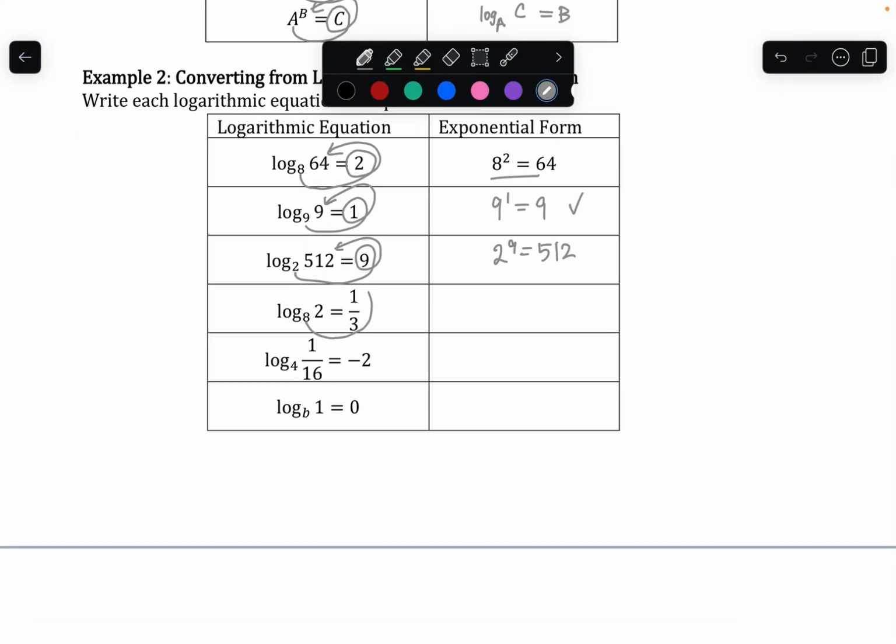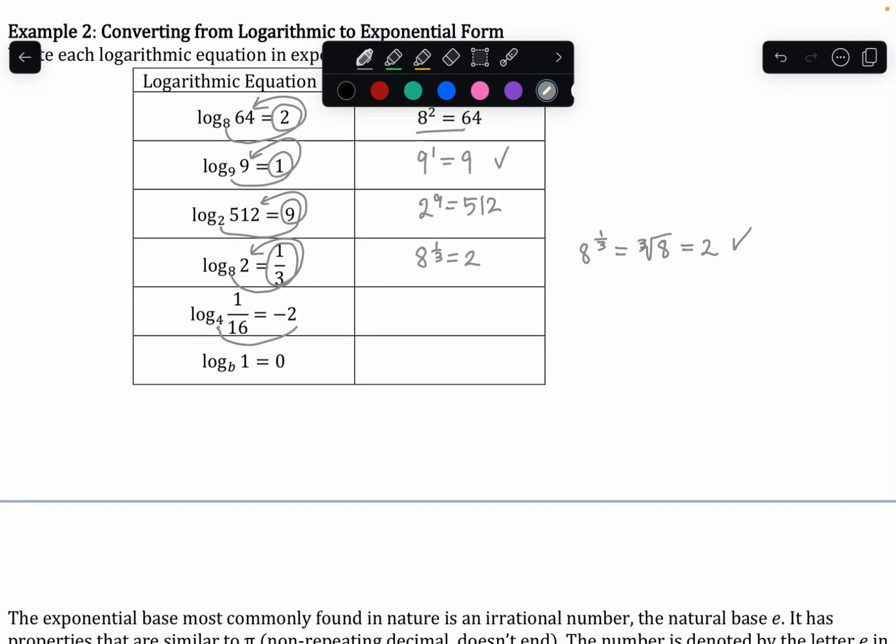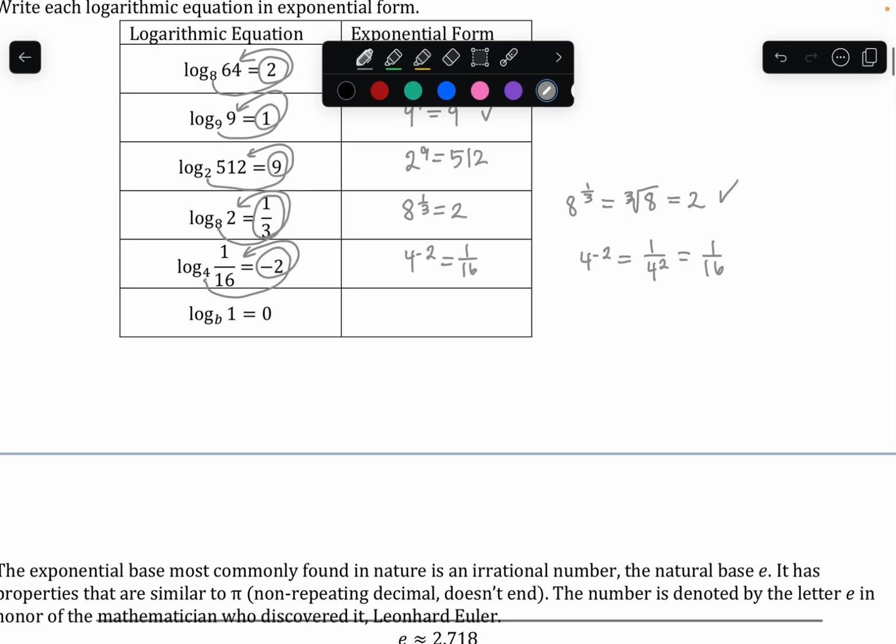Here we have 8 to the 1/3 power equals 2. And again, we can check that because we know 8 to the 1/3 power is the same thing as cube root of 8, which we also know is 2. Okay, for this next one, 4 to the -2 power equals 1/16. And so if we were checking that, anytime you have a negative exponent, that means 4 to the +2 is on bottom, which we know is 16, so 1/16.